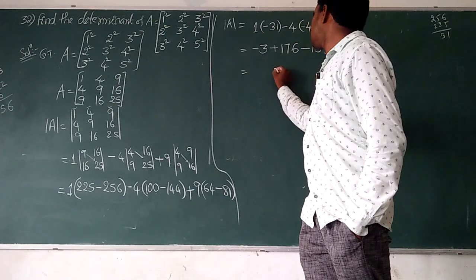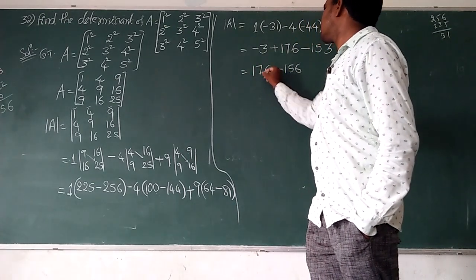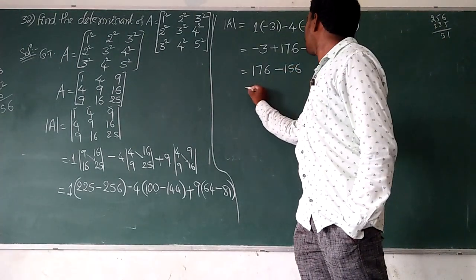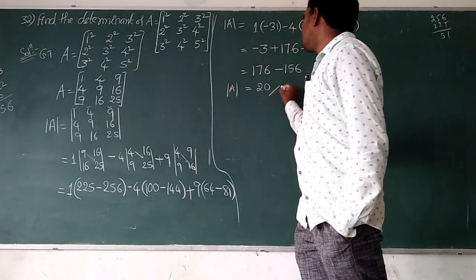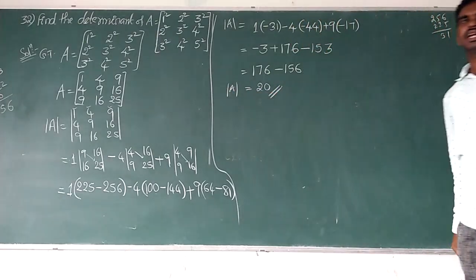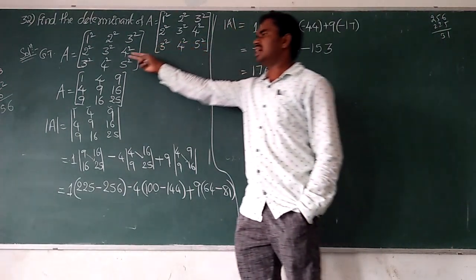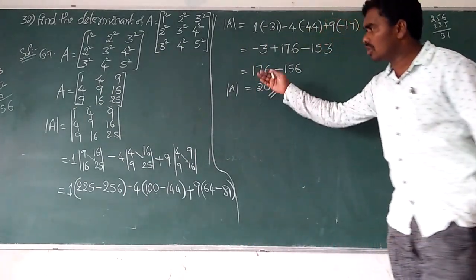So total negative terms 156 and positive terms 176. So subtract 156 from 176. What we get? 20. So delta A equal to 20. Determinant of A equal 20. In this way, we can find the determinant of a given matrix. Let us see one more question. Note down this.